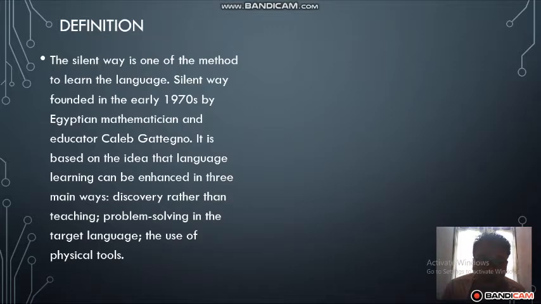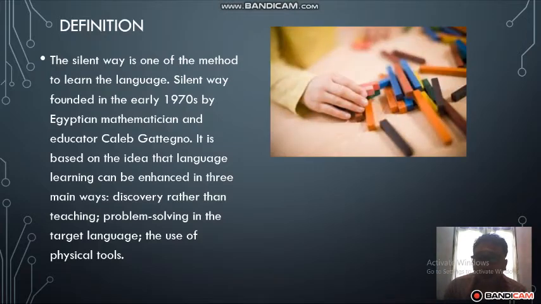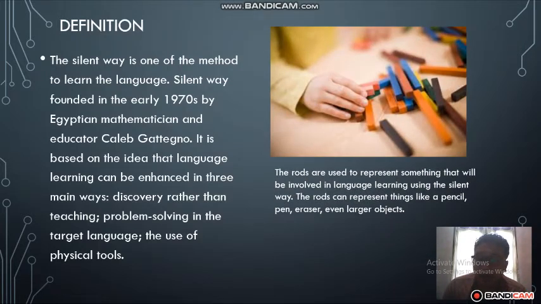Firstly, discovery rather than teaching. The second one, problem solving in the target language. The third one is the use of physical tools. Physical tools are about the rods. The rods are used to represent something that will influence the language learning using the silent way. The rods can represent things like a pencil, pen, eraser, and large objects.